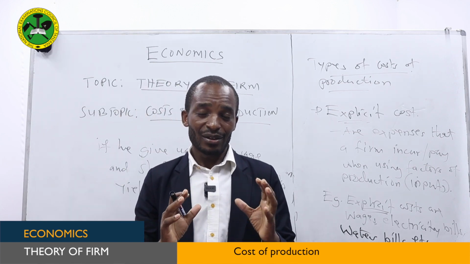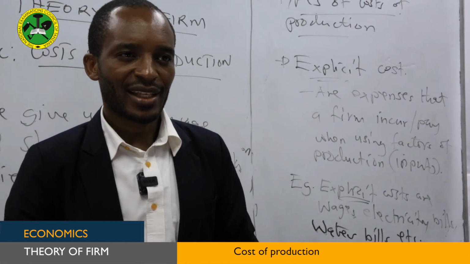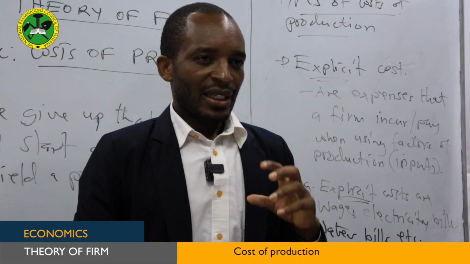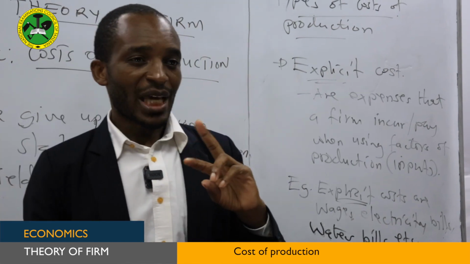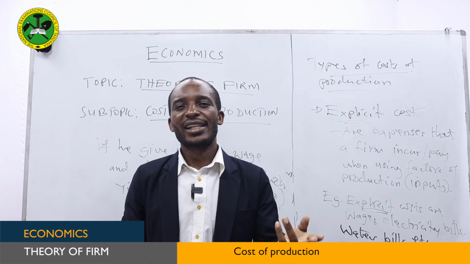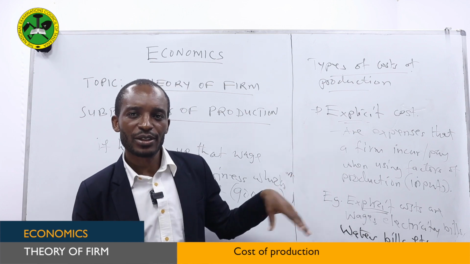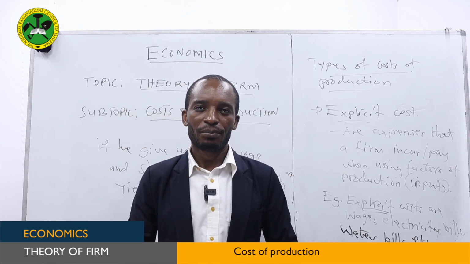So now let us look at how these two costs will be used to compute the profit. In economics, we have two types of profit: economic profit and accounting profit. Now, how will the two costs be used to compute the profit?